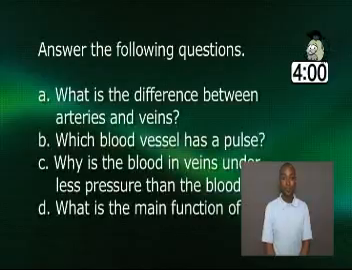Students, let us do an activity to review what we have learned. Please answer the following questions. Students, let's get ready. Begin.